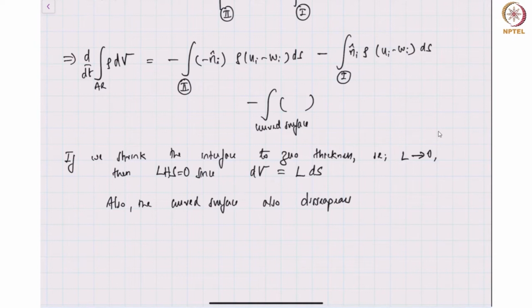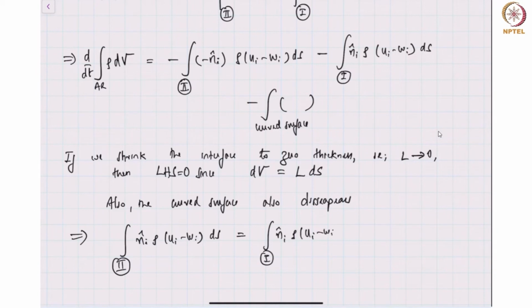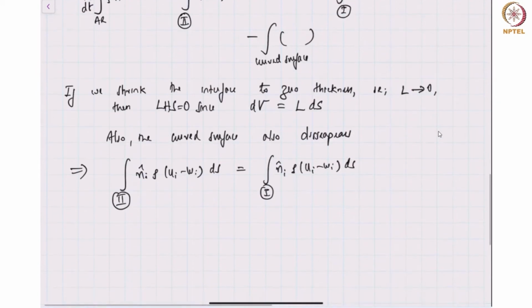And this immediately tells me that the integral essentially becomes integral over 2 of rho (ui minus wi) ds is equal to integral over 1 of rho (ui minus wi) ds. Okay, we have to know, don't forget the fact that ui is different in the two fluids and rho is also different.